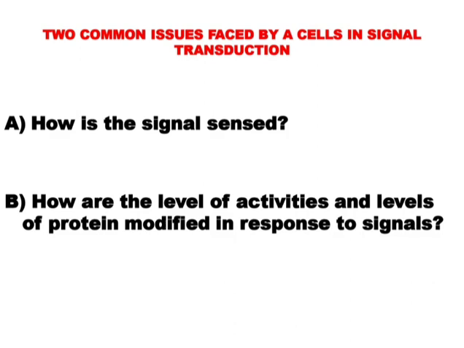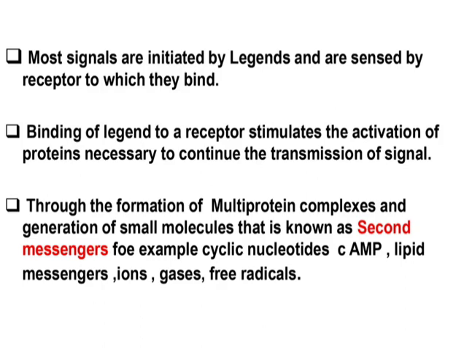Most signals are initiated by ligands and are sensed by the receptor to which they bind. Binding of the ligand to the receptor stimulates the activation of a protein necessary to continue the transmission of the signal, through the formation of a multi-protein complex and the generation of small molecules, known as the second messenger. So what is a second messenger?